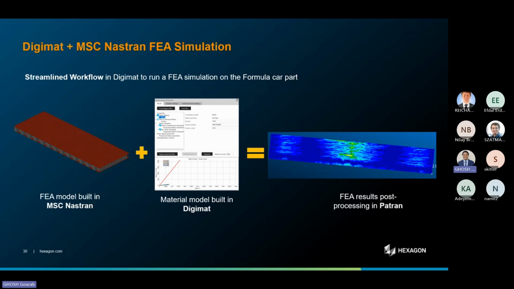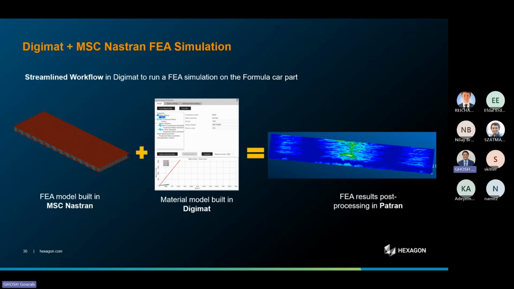You need an FEA model that can come from MSC Nastran, MSC Marc, Abaqus, ANSYS, LS-DYNA, whatever you use, or any other FEA solver. You have the material card already built in Digimat. You just created that, or you can get any of the material cards that I showed previously from our database. Those are already pre-built. You just combine them in Digimat and then run the finite element simulation from the Digimat interface itself. You don't have to go anywhere else. Just simple clicks. I will just show that.